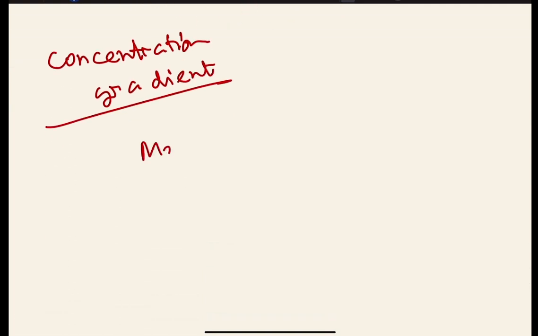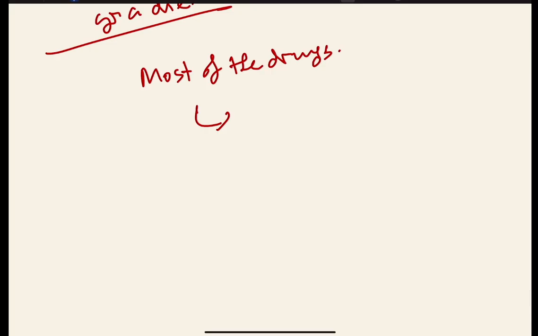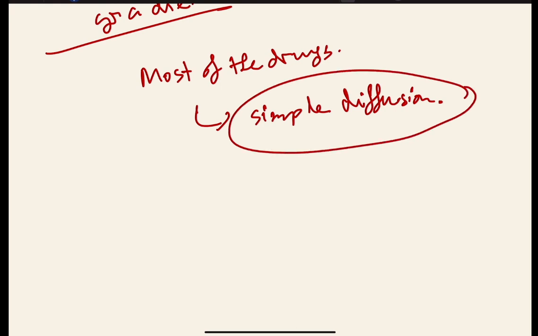Most of the drugs cross the biological membrane through simple diffusion process. Yes, drugs can cross the biological membrane through active transport. They can cross through filtration, but they mainly cross the biological membrane through simple diffusion process. And the simple diffusion process depends on concentration gradient.